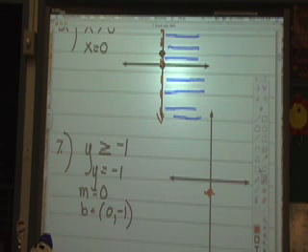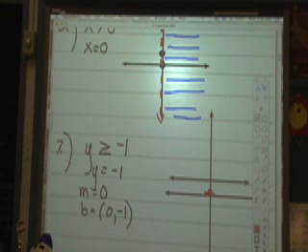Yep. Should it be solid or dashed? Solid. Shaded above or below? Above.